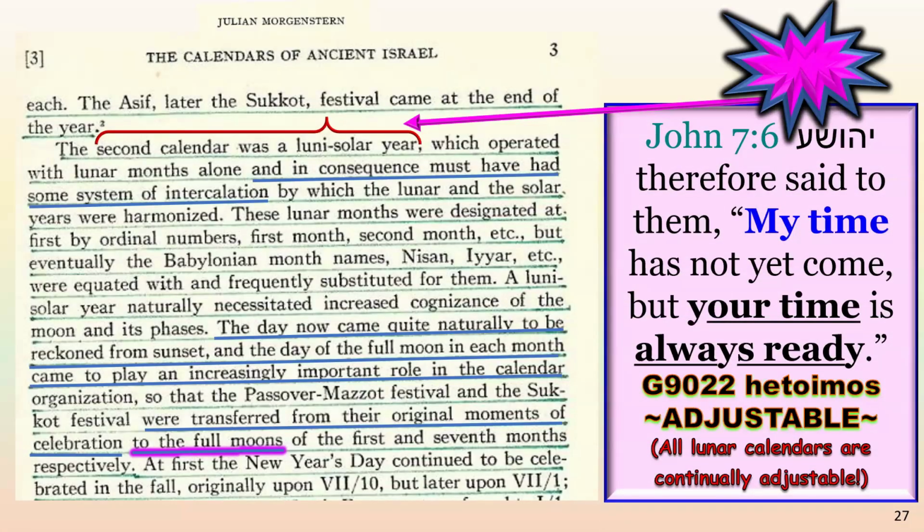What did Yahusha say in John 7, verse 6? Yahusha therefore said to them, my time has not yet come, but your time is always ready. That word ready is G2092, etoimos. It means adjustable. What was he saying? Your time, your calendar, it's always ready. It's always adjustable. And that's the way lunar calendars are today. They are continually being adjusted, always adjustable.